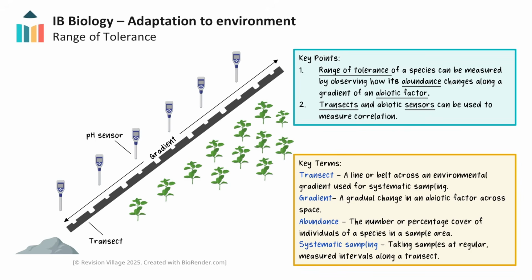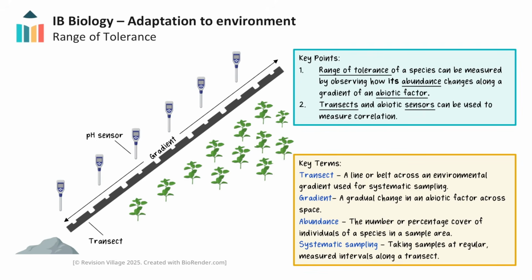Here, you can see a transect laid out across an environmental gradient. Along this line, scientists measure both abiotic factors, like soil pH or light intensity, and the abundance of plant species. By studying how abundance changes along the gradient, we can estimate the range of tolerance for that species. The range of tolerance describes the range of an abiotic factor within which a species can survive. Outside of this range, the species becomes stressed or may not survive at all.